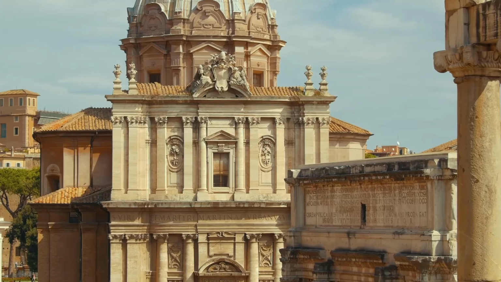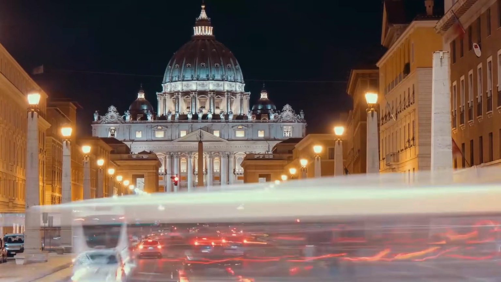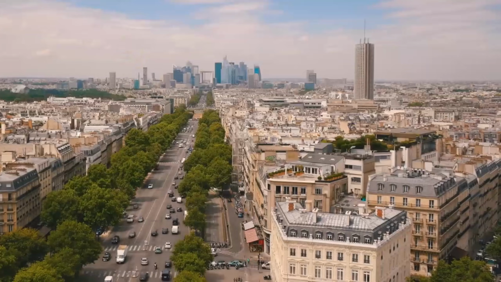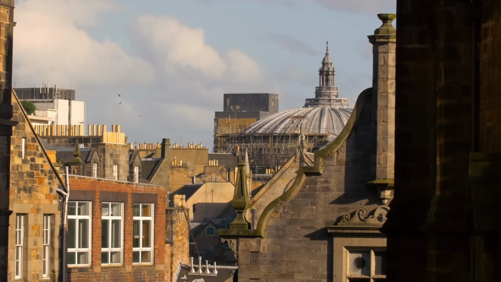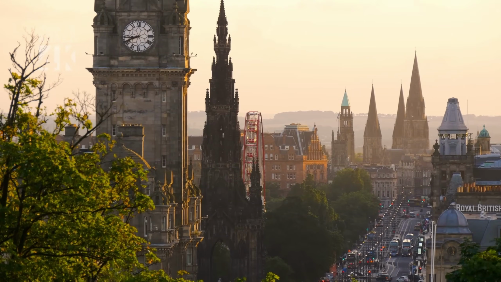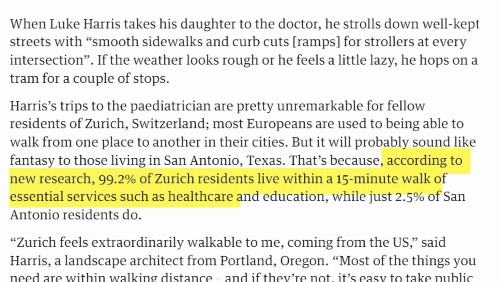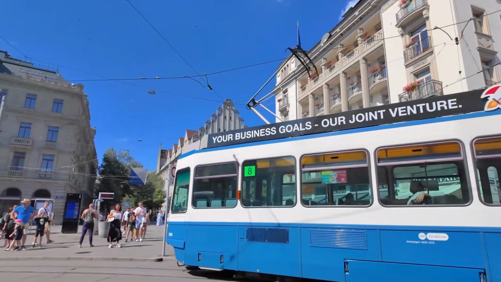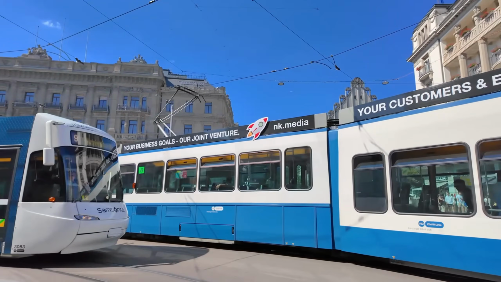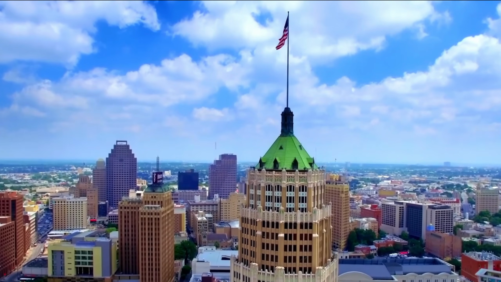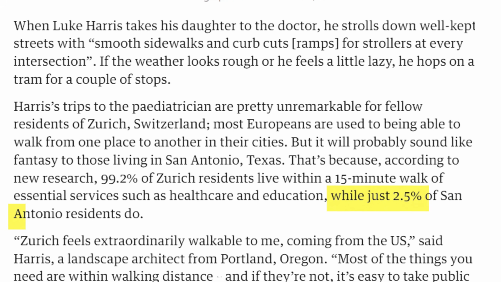Thus, cities like Barcelona, Rome, and London were built long before modern city planning practices were even established, with distinctive characteristics like alleys, integrated neighborhoods, and densely packed urban areas. A typical example of this is actually Zurich, where 99% of residents live within a 15-minute walk of essential services such as healthcare and education. Services which aren't reachable by walk could easily be reached by public transport. Compare that to San Antonio in Texas, where just 2.5% have this luxury. Well, we Europeans call this a luxury, so.